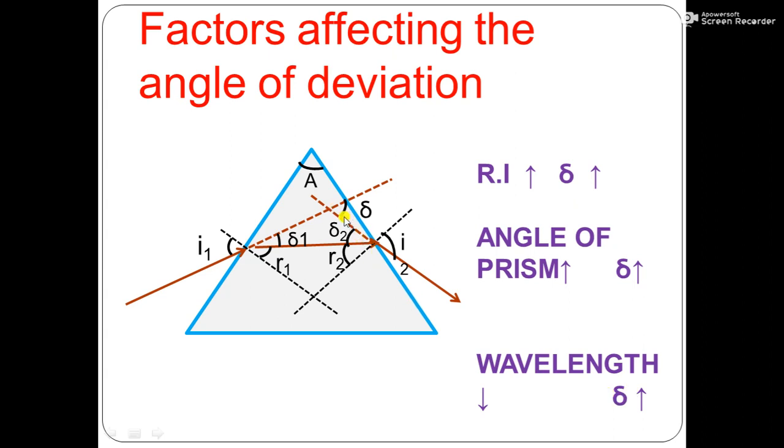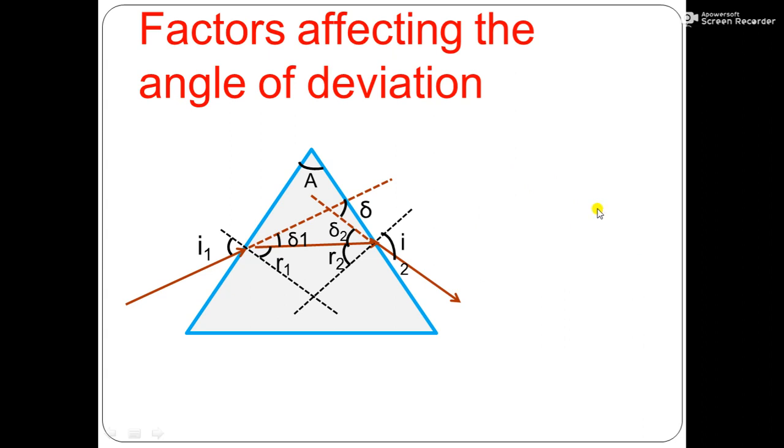That means violet light will deviate more while passing through a prism, but red light will deviate less while passing through the prism, because red light has more wavelength, and the wavelength and the angle of deviation are inversely proportional. Refractive index and angle of prism are directly proportional.